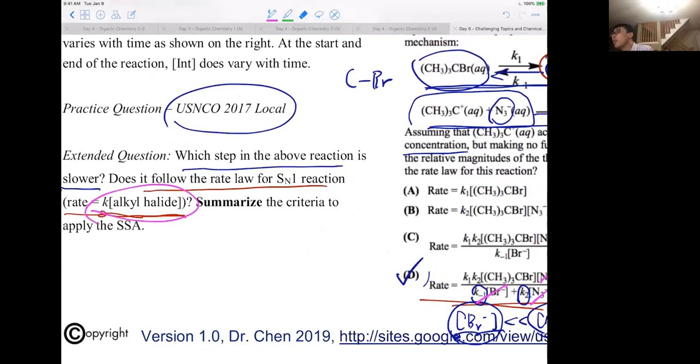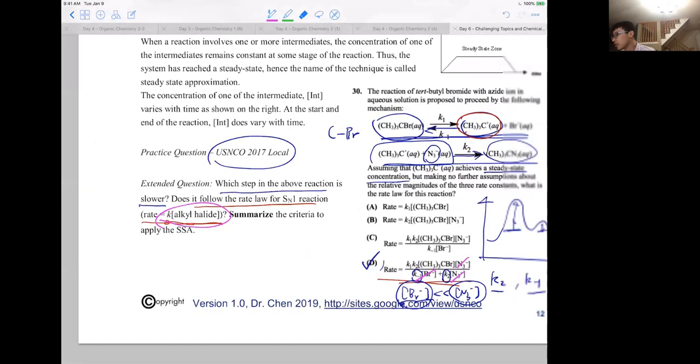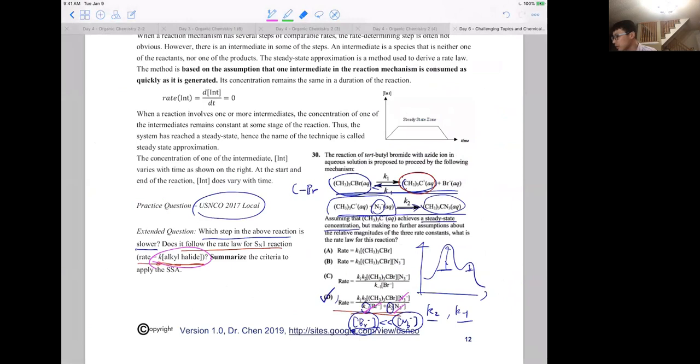Okay, so some further points about this question. I like this question very much because I always try to think a little bit more about the question. So we already summarized the criteria to apply the SSA. Let's summarize it again. Which means we need to have a fast reaction after the rate determining step. Maybe this is not a good summary. Let's do the summary later. I will have the summary.